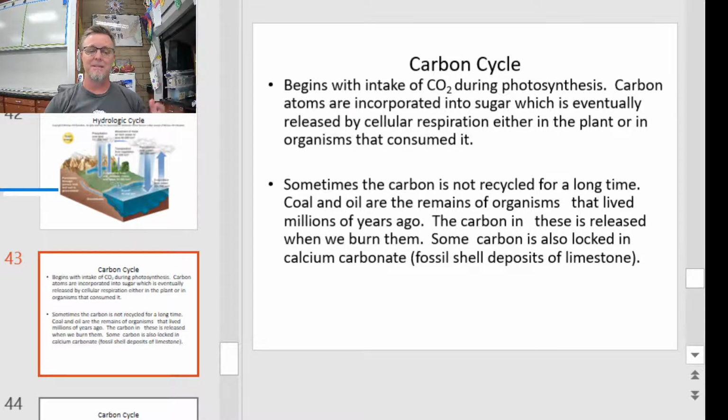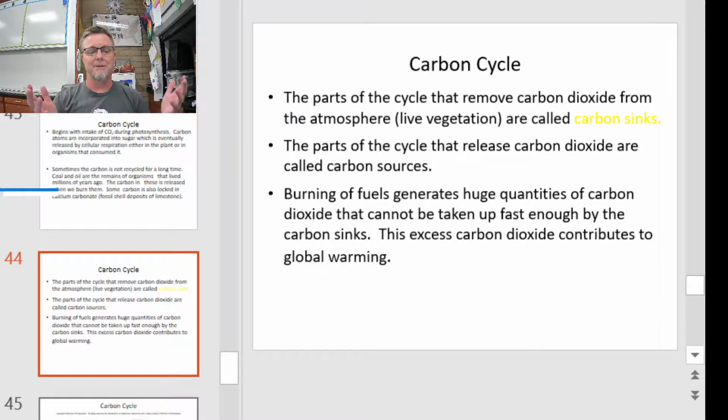The carbon in these reserves, if you will, isn't released until those fossil fuels are burned, right? Some carbon is also locked up in calcium carbonate, which is the fossil shell deposits in limestone. Well, the only way you can get at that, again, is to break down that limestone. Carbon cycle has parts that remove carbon dioxide from the atmosphere and parts that add carbon dioxide to the atmosphere. The parts of the cycle that remove carbon dioxide from the atmosphere, like vegetation, well, those are called carbon sinks.